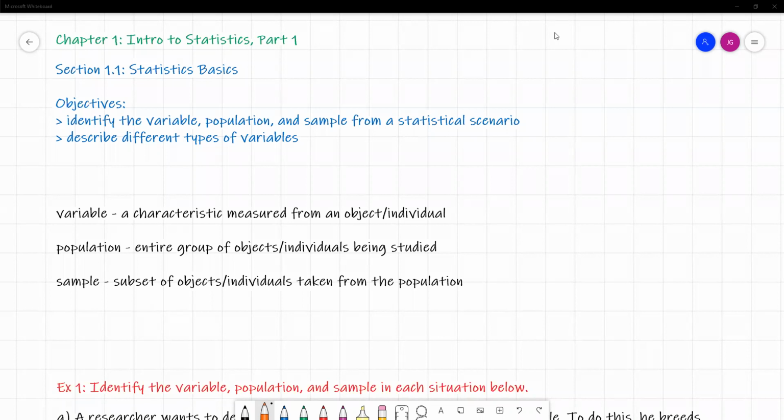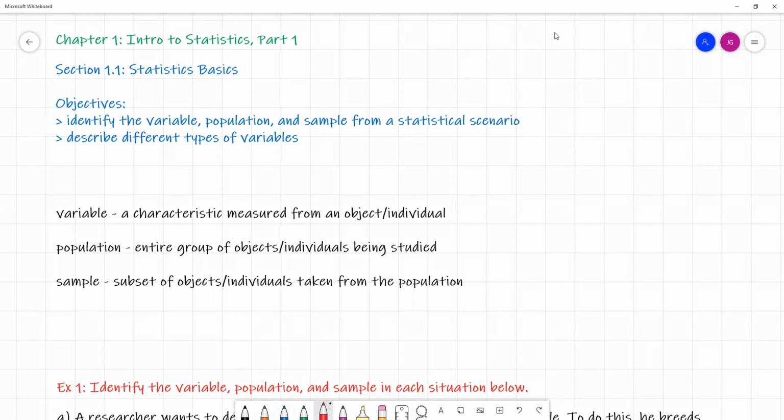So our objectives are to identify the variable, population, and sample from a statistical scenario and describe different types of variables, okay? So it's probably good to first talk about, what is statistics? We've probably heard that word before in our lives, but maybe we don't know the actual definition behind it. A shorthand way to think about statistics is that it's the study of data.